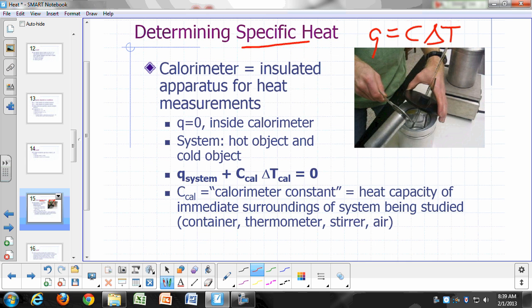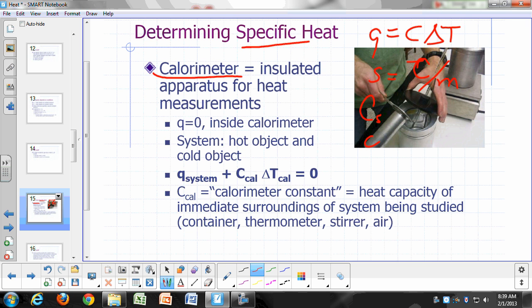So specific heat is represented by the symbol S, or C sub S, or a little small c. It will just be the actual heat capacity divided by the mass m, all right. So how do we measure specific heat in the lab? We use an insulated apparatus called a calorimeter, okay.